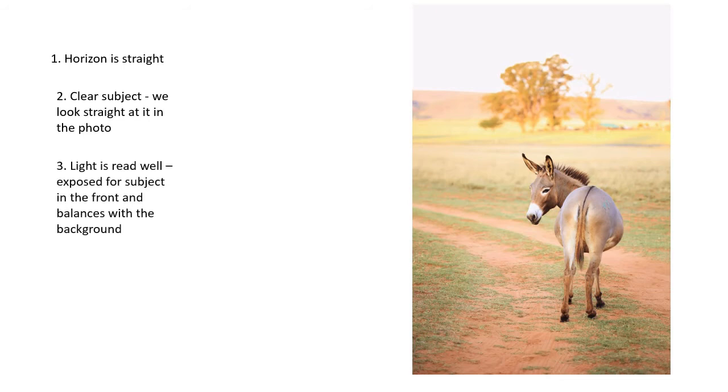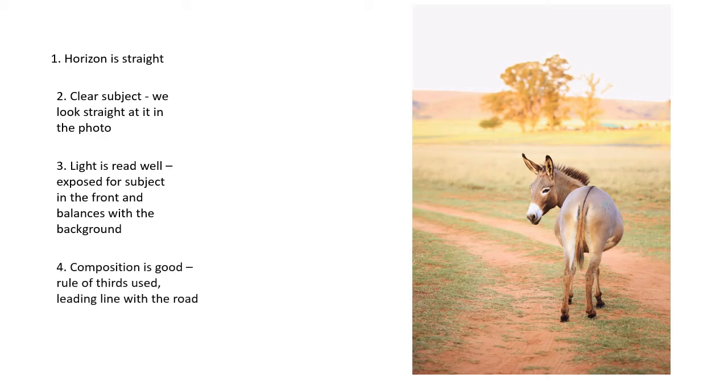The light is also read very well. So I've exposed for the subject, although they're in shadow, I've made my exposure be correct for the donkey, so that we can see all the detail and we know where we're looking, rather than him being in shadow and the rest being too light. And it balances well with the background. So the background is not blown out completely. We can still see some detail in the background here, although it is lighter, but it balances enough with the shadow in the front.